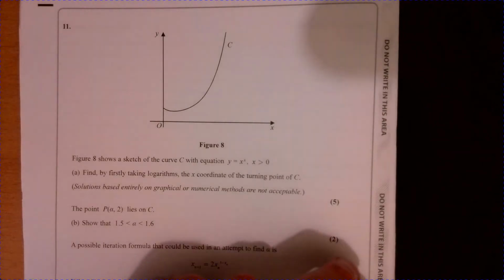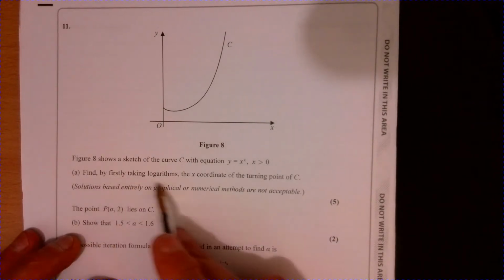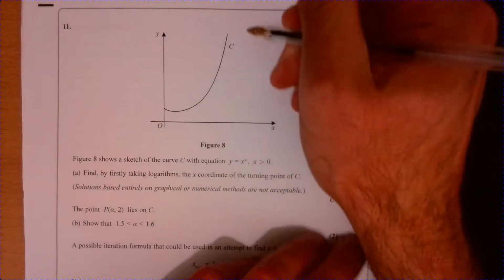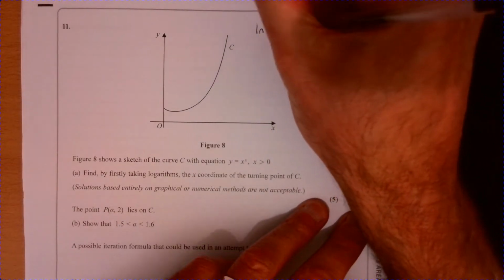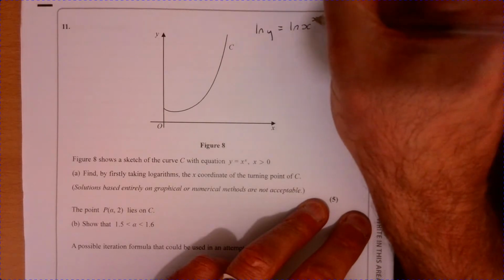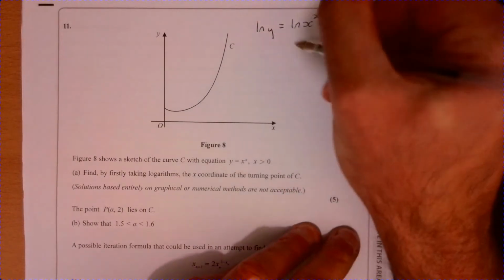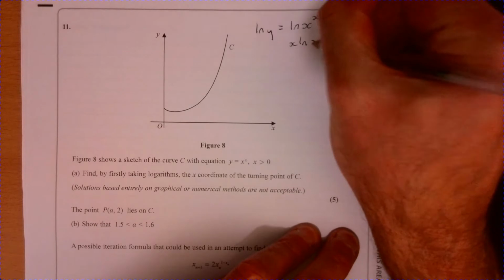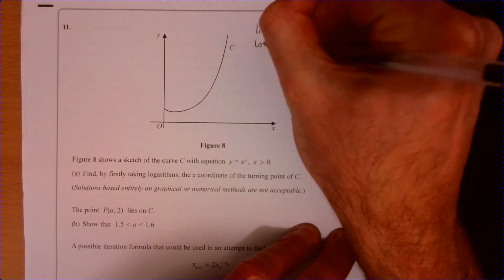Question 11. It tells me to take logs of both sides, so let's start by doing that. ln y equals ln x to the power of x. Bring the x in front. And that's as far as we can go for a second.